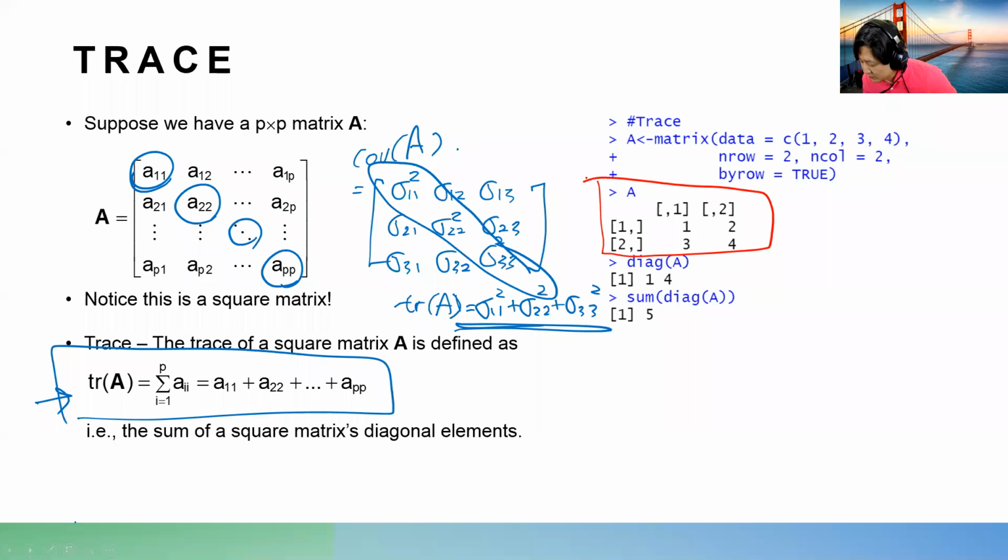Now let's use R. This is the A matrix, and how can we get the trace? First, we get the diagonal using the diag function. It will return the diagonal elements 1 and 4, right? And then I added a sum, so we sum these two values. 1 plus 4 is 5. So the trace of A is 5.